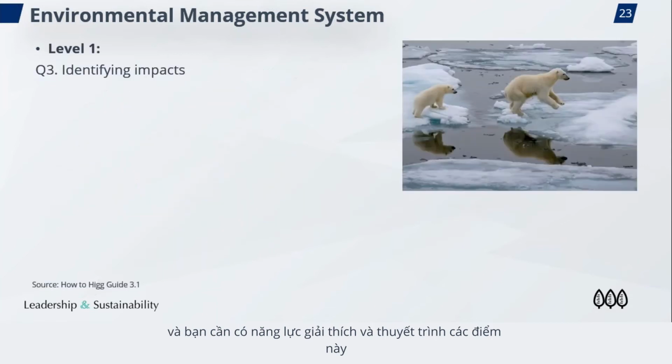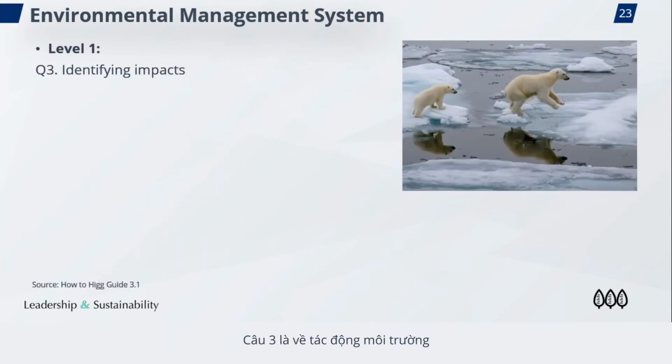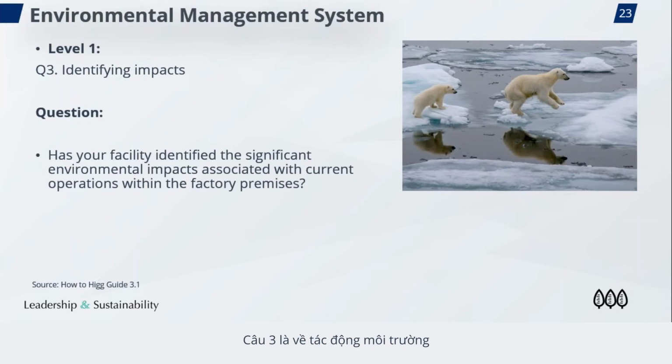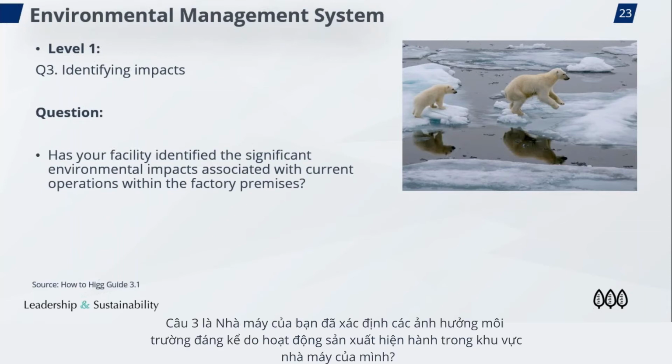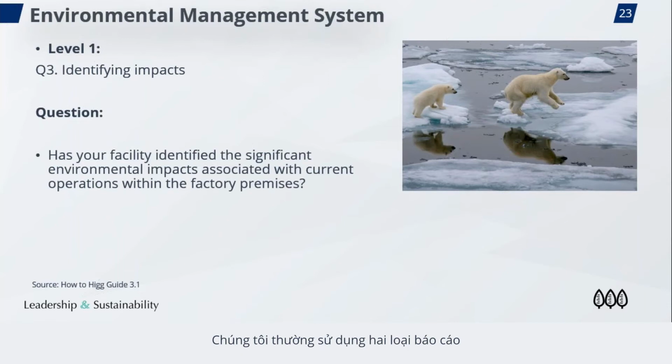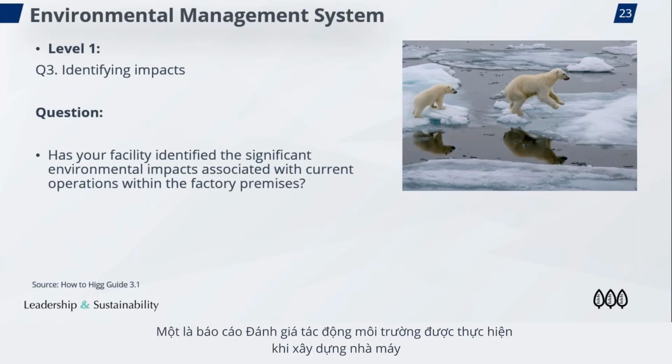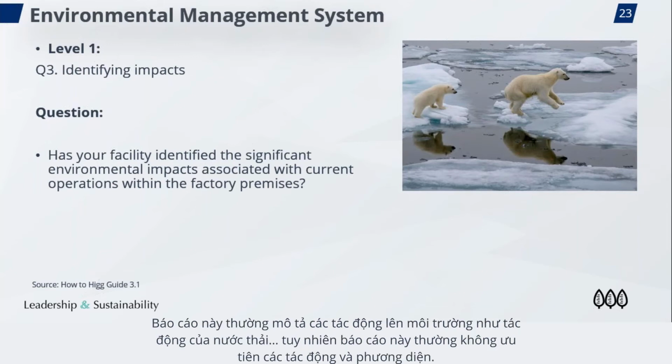And the next question, question 3, is about identifying impacts. Has your facility identified the significant environmental impacts associated with current operations within the factory premises? And for facilities that have something to show here, we often see two types of reports. One report type is from the environmental impact assessment done when building the factory. This usually describes the impact on the environment, like wastewater impact, etc.